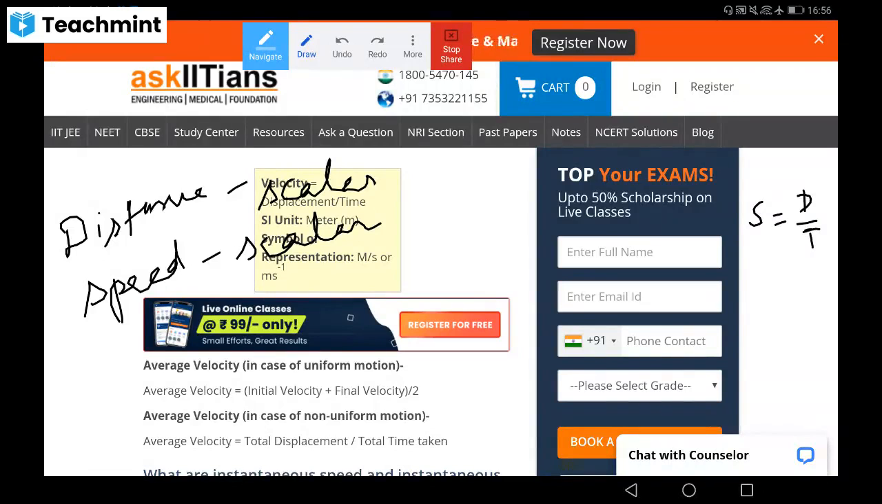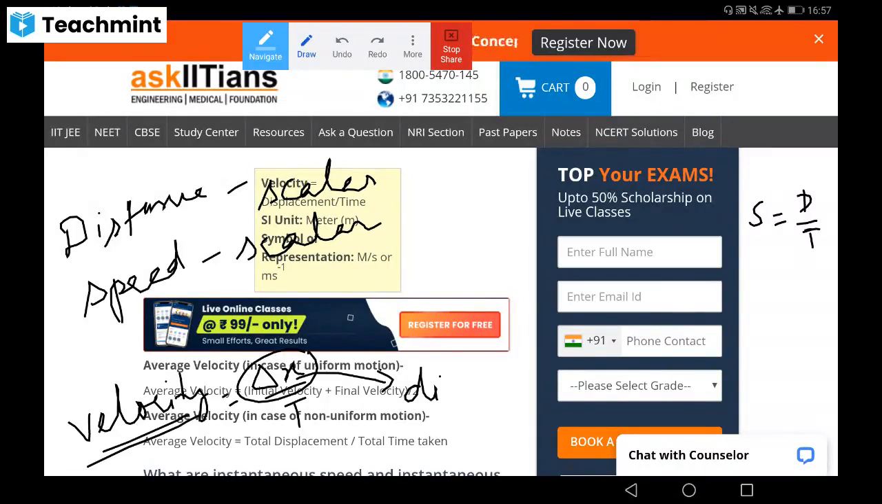Whereas velocity is what? Velocity is displacement by time, that is change in position with respect to change in time. So here, because displacement is coming here, and displacement was a vector quantity, velocity is also a vector quantity. Displacement is coming here, right? What is displacement? Vector quantity. So velocity is also a vector quantity.